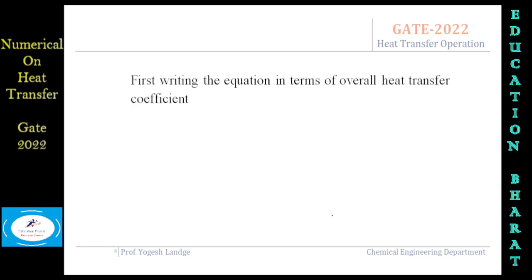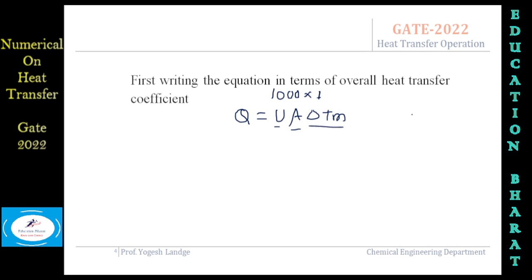So here what we do, first we write the equation as we mentioned in the previous slide. The steps involved here: we write the overall heat transfer coefficient equation, so Q is equal to U A delta T LM. Now we know the value of U and A because they are mentioned. U is around 1000, and the value of A is given as 1 meter square, but we do not know the value of delta T LM. So how do we calculate the delta T LM?